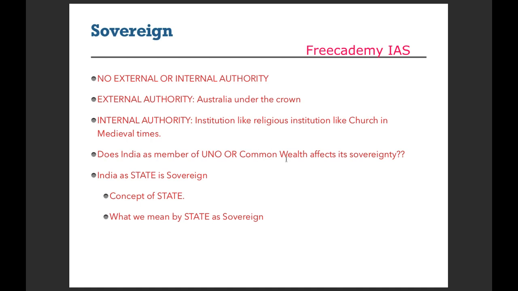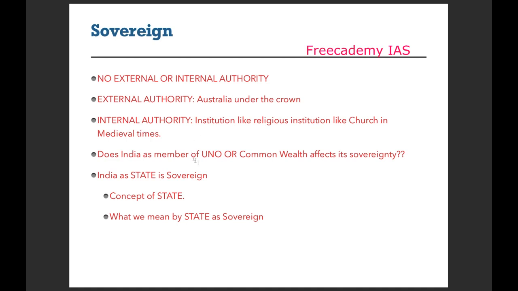Similarly, many people may think that we are part of the Commonwealth and the British Crown is the head of the Commonwealth. Basically, the Commonwealth is an organization in which all the nations which have been part of the colonial system are members. Britain's Crown is the head of that organization. But in no manner can the British Crown influence, direct or show authority over the Indian government or Indian state, or dictate the manner in which India should proceed.